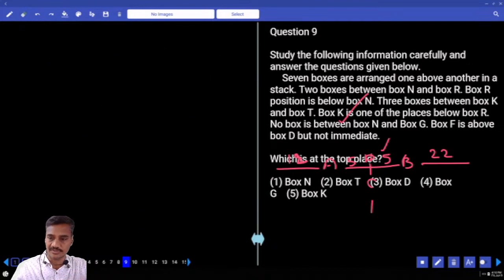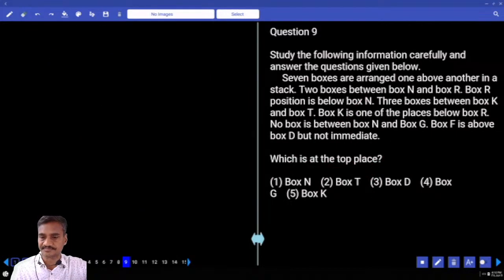Then next, 9 onwards. It is based on boxes. How many boxes are there? 7 boxes. 2 boxes are in between N and R.